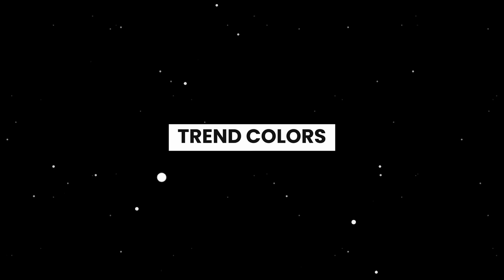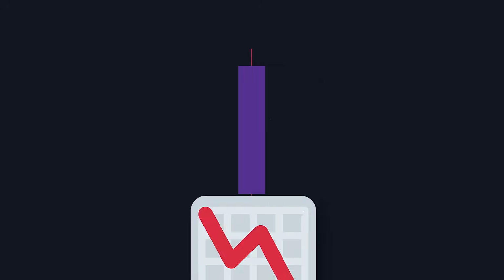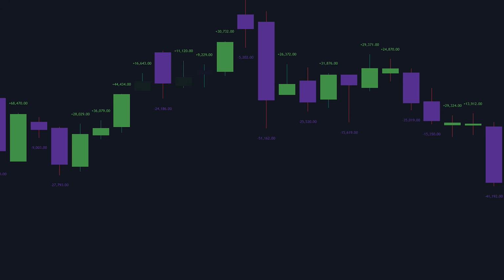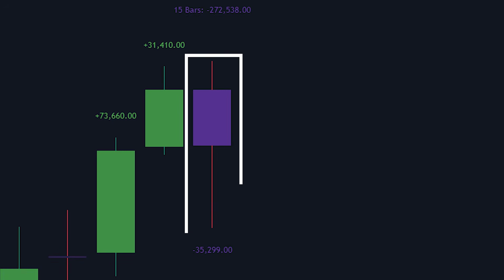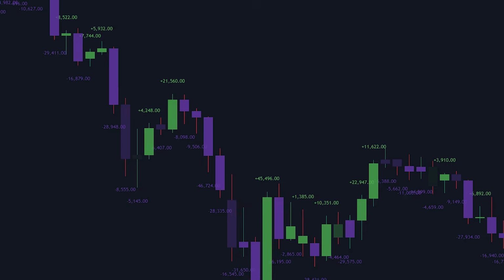Trend colors. The trend color bar paints candles green during uptrends and purple during downtrends. A simple but powerful way to use it: check the daily trend color, then only trade in that direction on the 1 hour or 4 hour. You stay aligned with the bigger picture at all times.